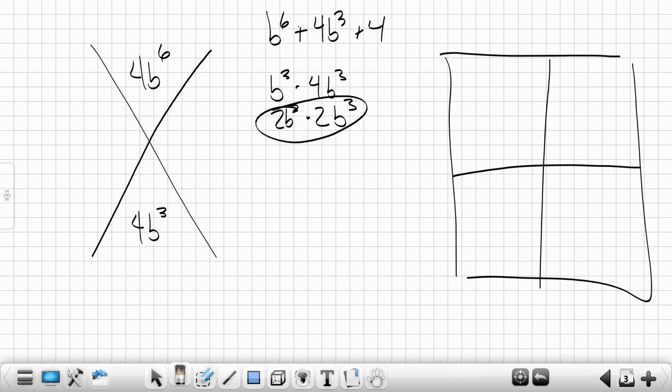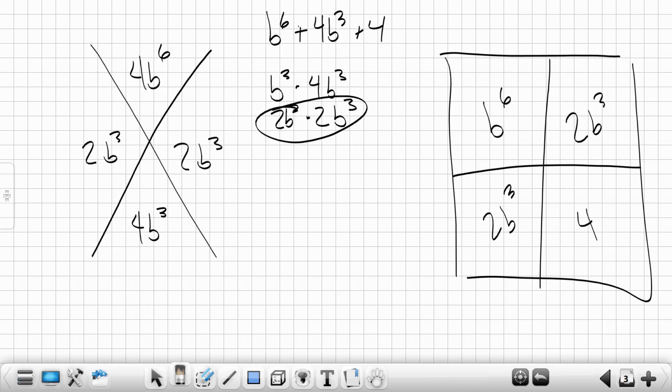Yes, they add. So those would add to 4b cubed. So 2b cubed, 2b cubed. Are you okay with that so far? All right. So now I put b to the 6th, 4, 2b cubed, 2b cubed, right?